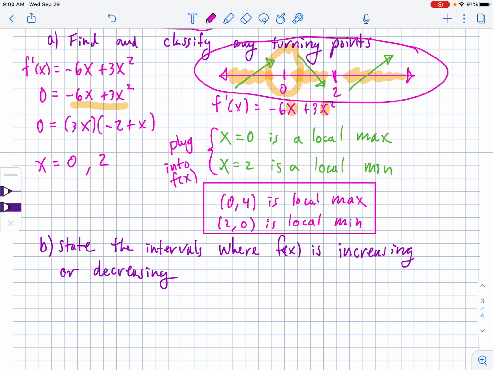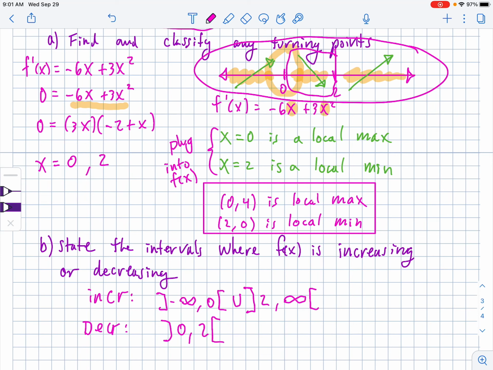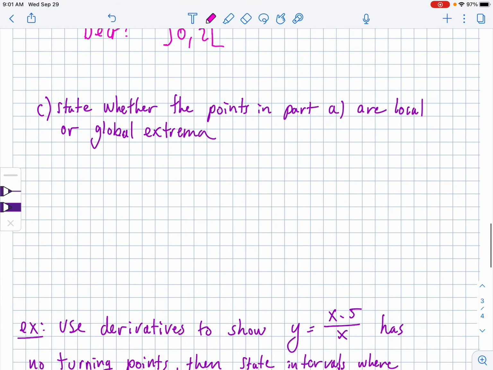State the intervals where f of x is increasing and decreasing. Well, we know that information from right here. I already tested to see where it's increasing and decreasing. So it's increasing from negative infinity all the way up to 0, but not including 0. Notice that the bracket doesn't cover the 0. It's turned away from it, so that's not including. And that's going to be unioned with the bracket at 2 all the way to positive infinity. And then it's going to be decreasing only in the zone right here between 0 and 2. So that'll be from 0, not including, to 2, not including.